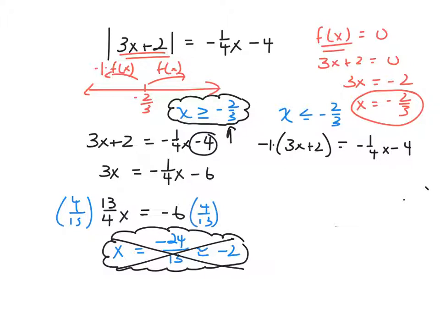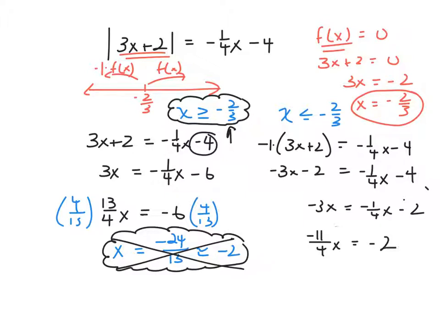So we distribute the negative through, so we get negative 3x minus 2 is now equivalent to negative 1/4 x minus 4. I add 2 to both sides, I get negative 3x is now equivalent to negative 1/4 x minus 2. I'm going to add 1/4 to both sides. And when I add 1/4 to both sides, I get negative 11 over 4x is now equivalent to negative 2. Now I'm going to multiply both sides by negative 4 over 11. And what I have now is that x is equivalent to 8 over 11.